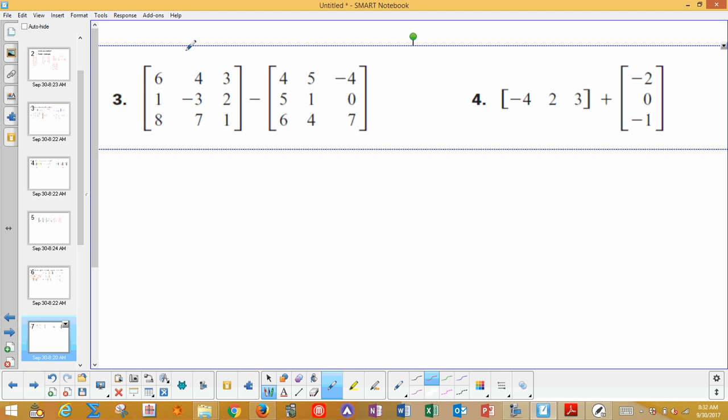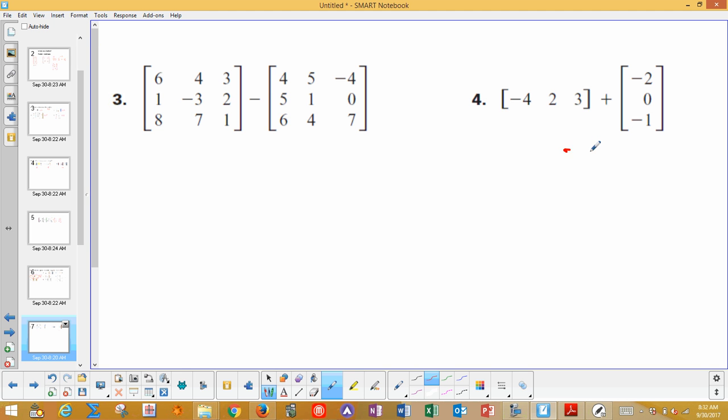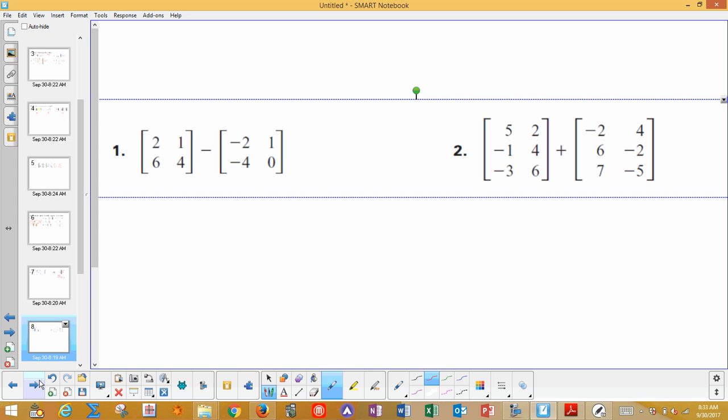Here again we have 3 by 3, so 9 numbers to subtract, and it would give us a 3 by 3. But here, because it's a 3 by 1 and a 1 by 3 and a 3 by 1, we can't add them. So can't do it. I don't know what that line was. Get rid of that line. Can't add. Both of those look good. We could add those if we wanted to.